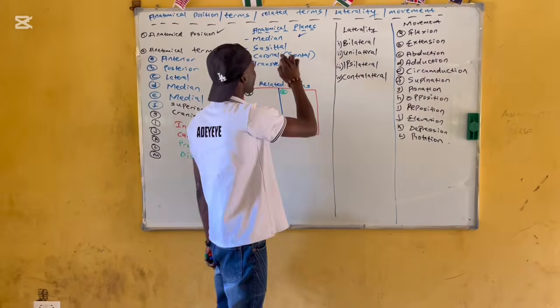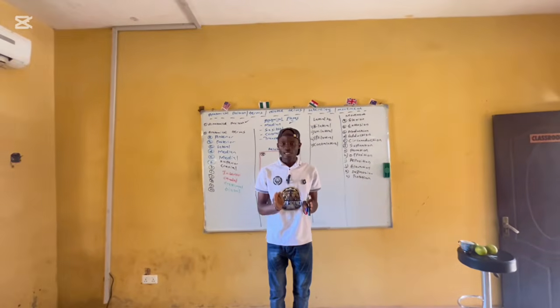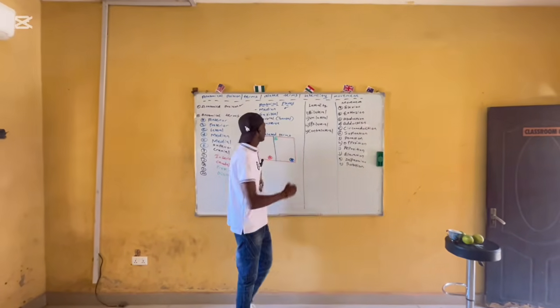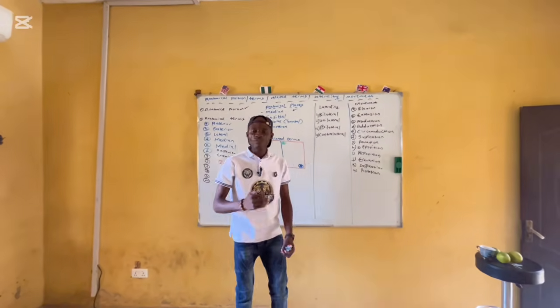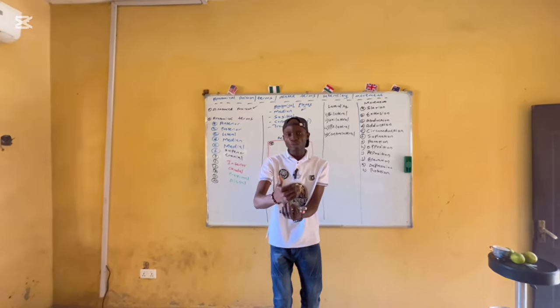Now the sagittal plane also divides something into right and left. You see that? When you say sagittal plane, it cuts something into right and left. That's what they call the sagittal plane. And the next one is the coronal plane. Coronal divides something into anterior and posterior. Don't forget, anterior is front, posterior is back.